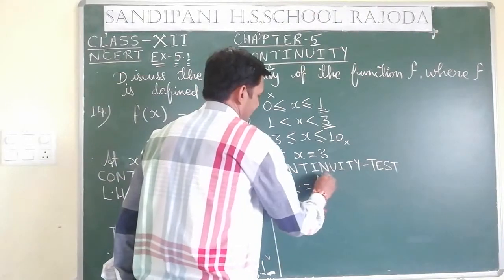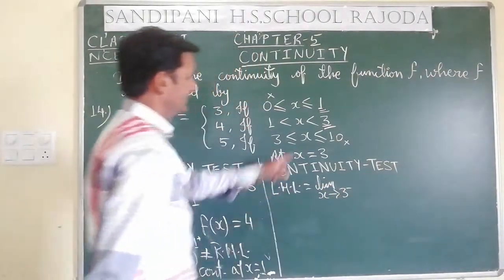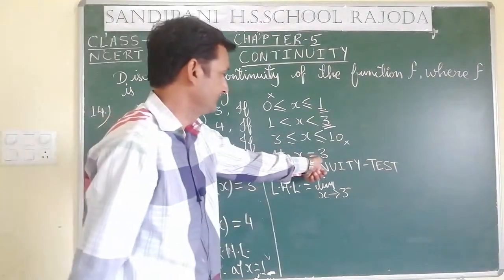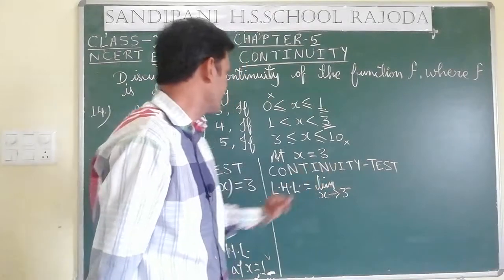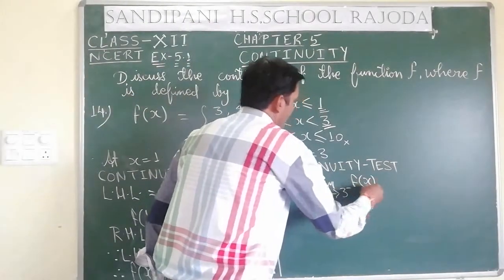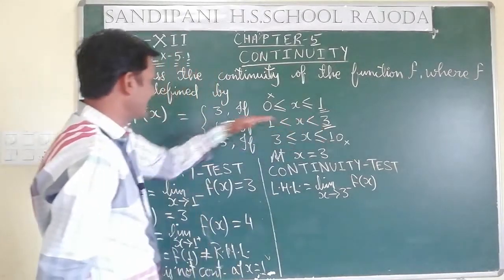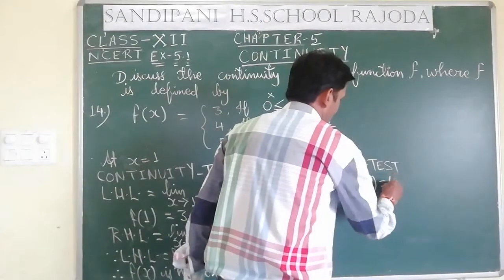LHL, limit x tends to 3 minus. The point is 3 here, we have to discuss at x is equal to 3. So x tends to 3 minus, what happens? f of x, x is less than 3. For less than 3, it is clearly mentioned here what it is. It is 4.